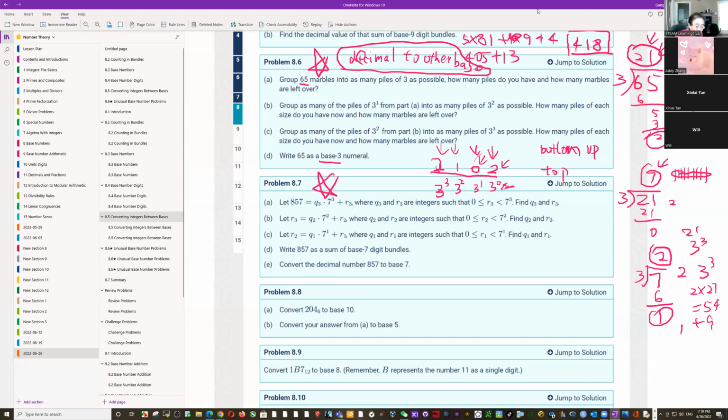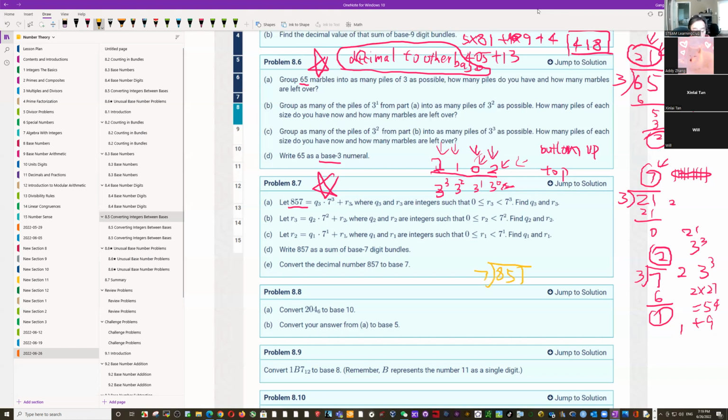So right now, I am trying to convert the decimal number 857 into a 7-based number. How would I do it? Let me first practice the method we just learned, and then I'm going to use the new method and compare both, okay? So the method we just learned is 857 divided by 7.